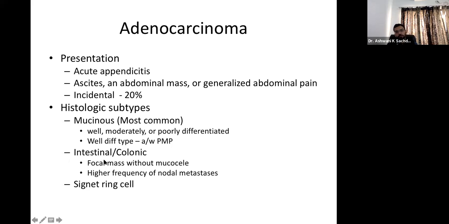So mucus is not produced in this type, and they usually form a mass. If mucus is not produced, there is no rupture of mucin and no formation of pseudomyxoma. They have a high incidence of nodal metastasis, in line with colonic tumors. Another is signet ring cell tumor. They correspond to the poorly differentiated version of mucinous carcinoma. They are the least common with the poorest prognosis.